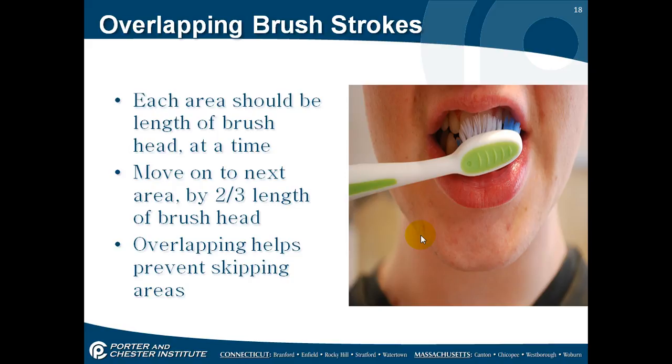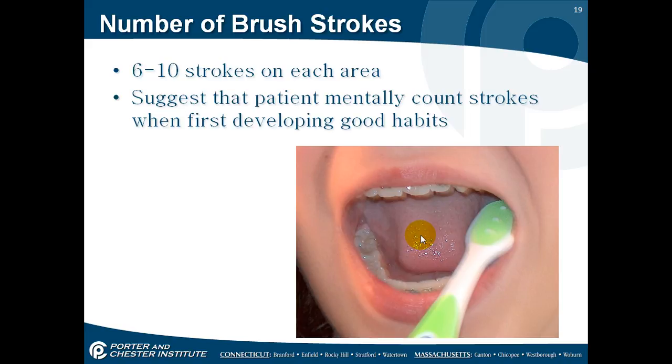Overlap your brush strokes. Each area should be the length of a brush head at one time. Move on to the next area by 2/3 of the length of the brush head. This ensures overlapping, which helps to prevent skipping of any areas.